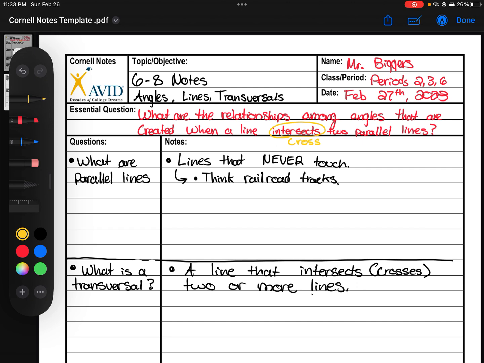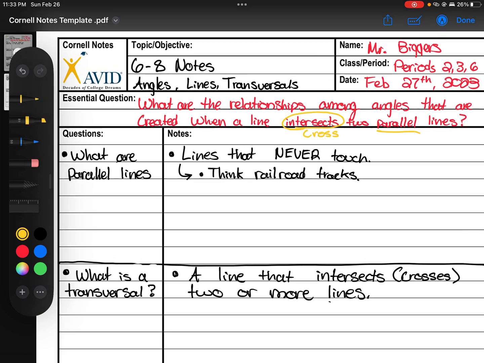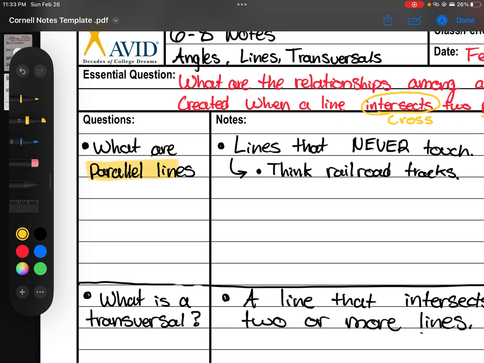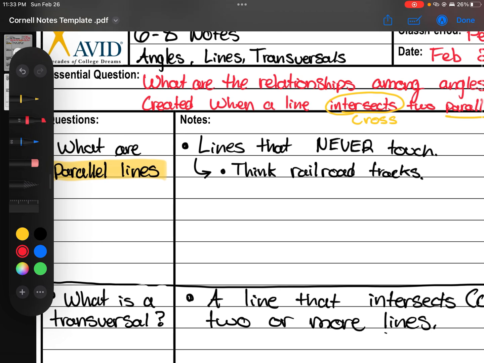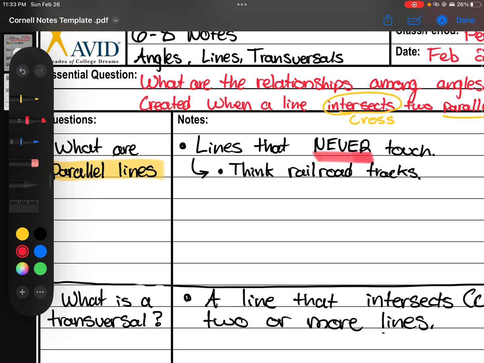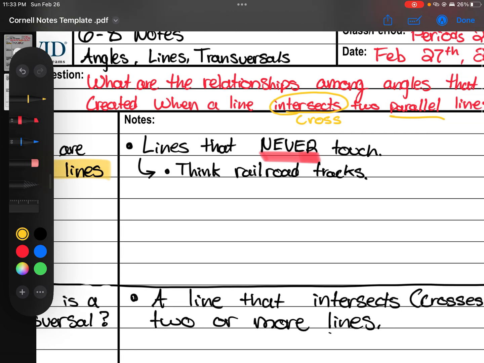So what the heck are parallel lines? So that's actually our next question here. So what are parallel lines? And I want you to go ahead and highlight, underline, star, anything that I highlight because I think it's important that you know it. So these are lines that never touch. So I like to think of railroad tracks here. They're never going to touch. So, just think about it. I mean, both sides of the rail, they're never going to touch unless you have like a train derailment or something goofy like that, which just probably isn't going to happen.